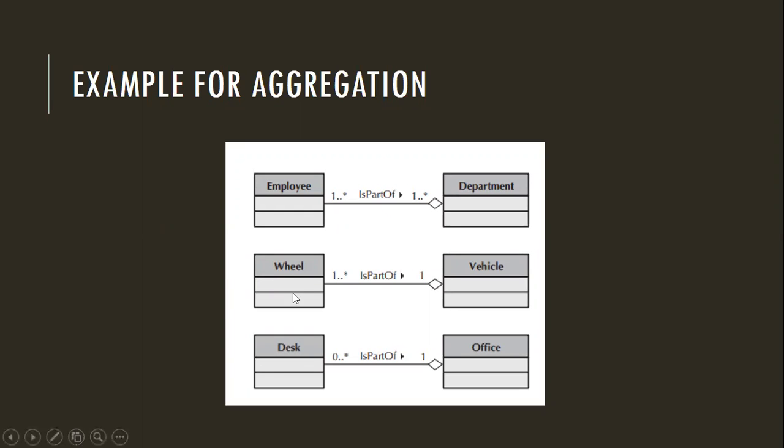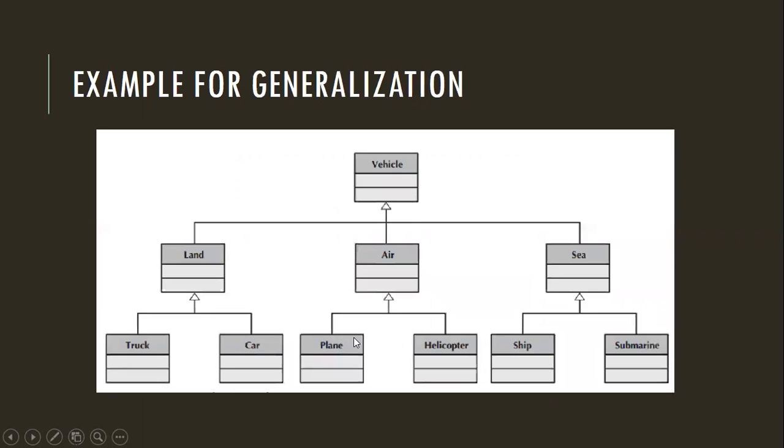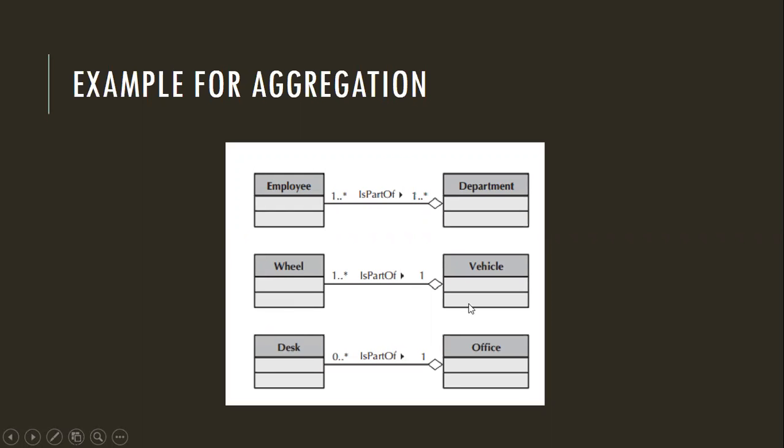We can remove a wheel separately, isn't it? We can remove and use the wheel on another car as well. But it is a part of what? It is a part of a vehicle. Okay, it is a part of vehicle. Desk is a part of an office. Even we can use the desk in some other place, like we can take it to the house and use it, isn't it? But it is a part of an office.